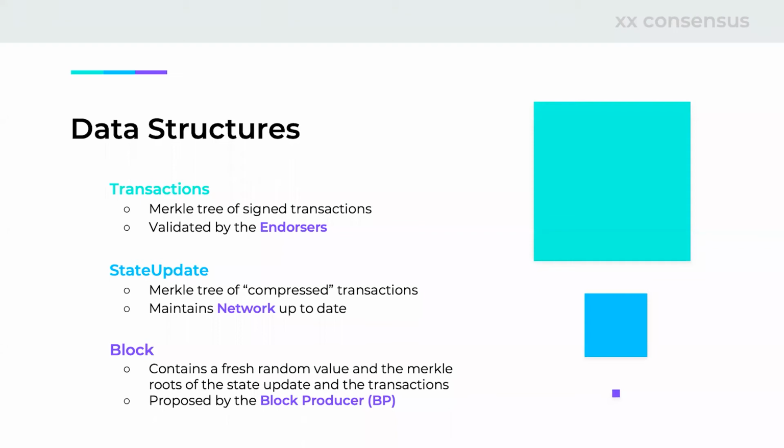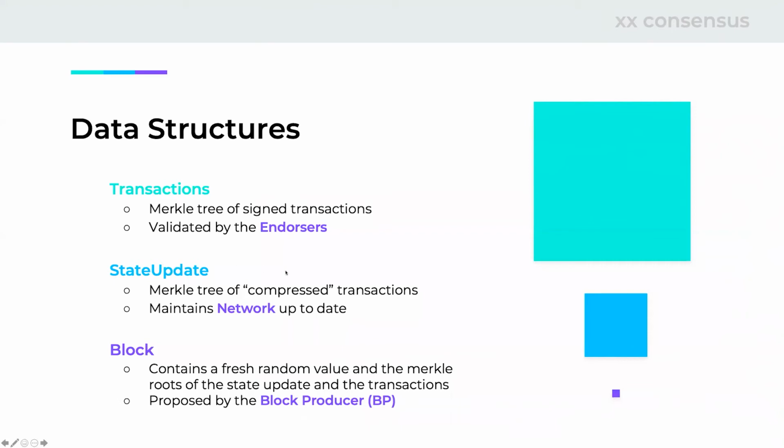So transactions are only sent to the endorsers, which validate them. But other nodes still need a way to update the state of their ledger. So in order to do this efficiently, we actually found a way to compress the transactions, so to speak. Each transaction contains a destination address. And from its signature, we can also extract the source address. So these 2 addresses are enough information to represent that transaction, so we don't need to keep the signature. We then organize this list of compressed transactions in another Merkle tree and call it the state update.